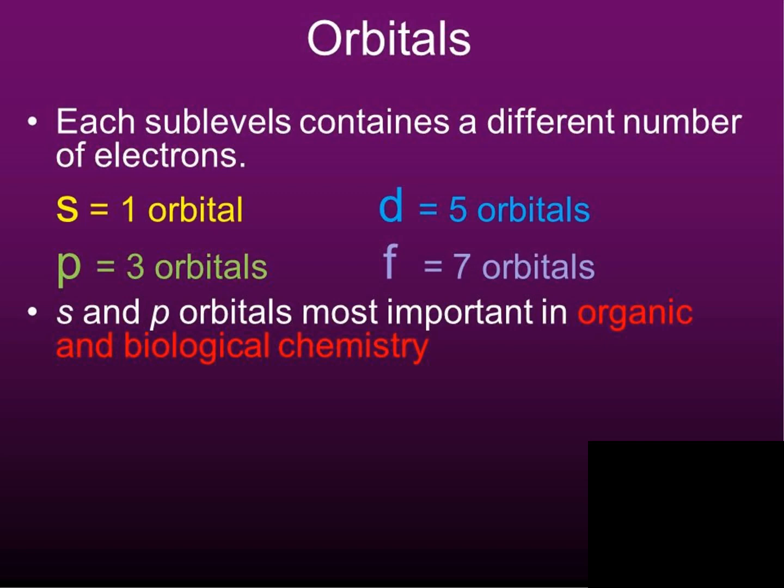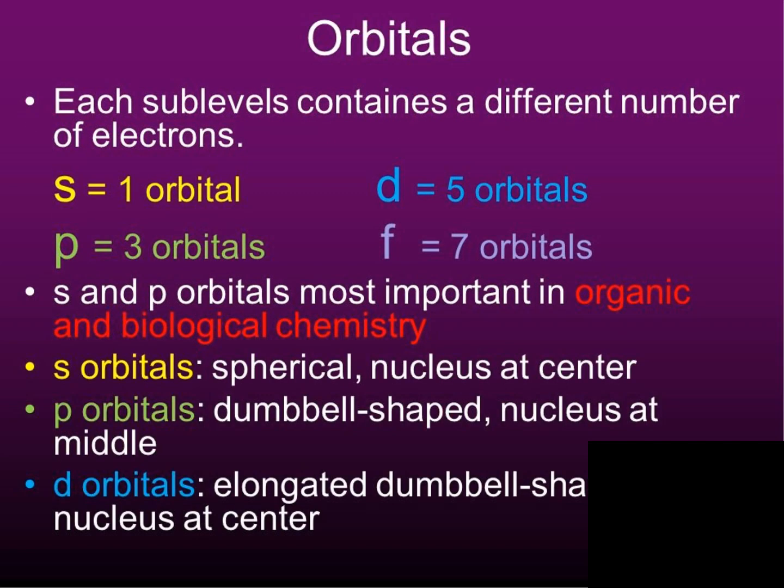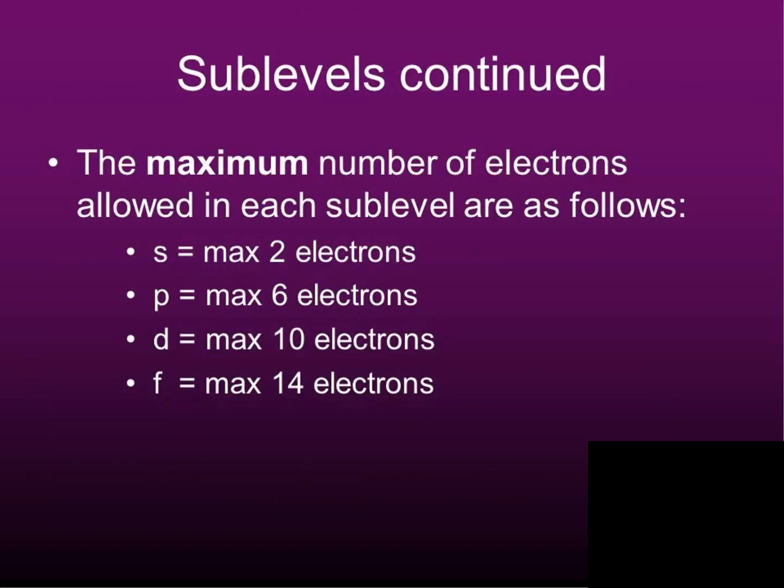Next, s and p orbitals are the most important in organic and biological chemistry. The s orbital is spherical with the nucleus at the center. The p orbital is in the dumbbell shape. The shapes are very important, and we'll see in detail how they are given. The d orbital is an elongated dumbbell shape. The s orbital has 2 maximum electrons, p has 6, d has 10, and f has 14.